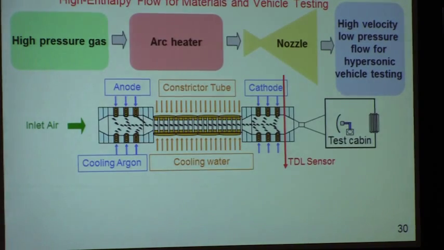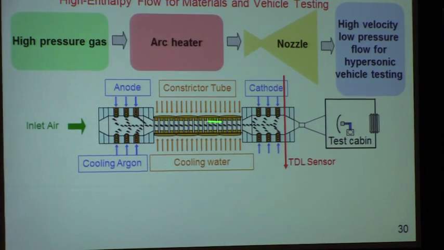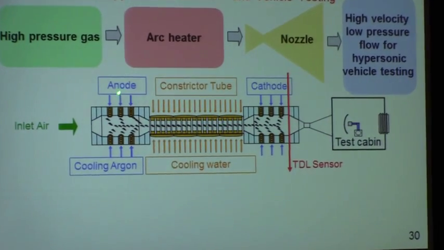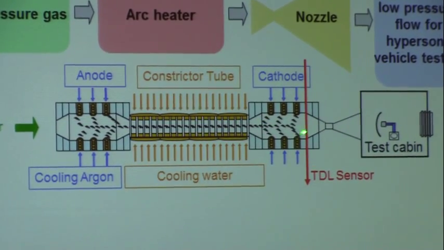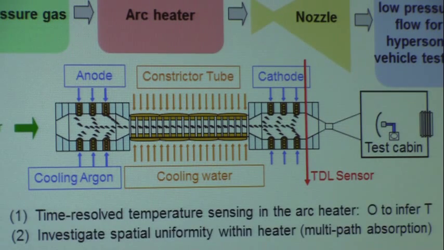The question is what's inside. This is called a constricted arc. It's several feet long, and they have an anode and a cathode. The current flows down through here, heating this gas, and then it expands in a nozzle. If you wanted to calculate this flow, you'd ask what the stagnation enthalpy and stagnation temperature are. They do heat transfer analysis to get the enthalpy, but it's best to actually measure the temperature directly. So we try to do this.